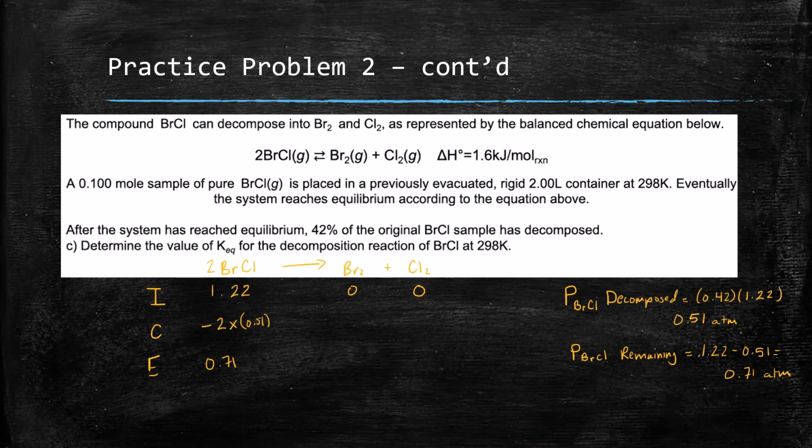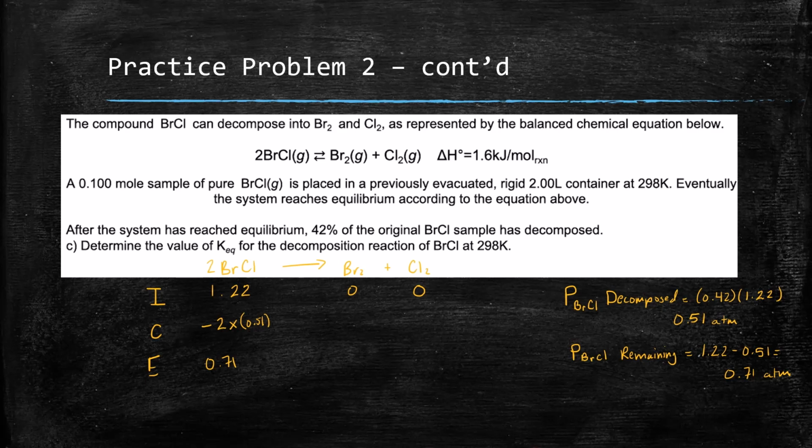Because we're going to have to multiply. We know that, using the molar ratios, that's going to be 2 times what's going to happen to the Br and the Cl. So the BrCl is going to be 2x, and the Br2 and the Cl2 should only be x because of the molar ratios. And what we found was that 2x equals 0.51 because that's how much BrCl is decomposing.